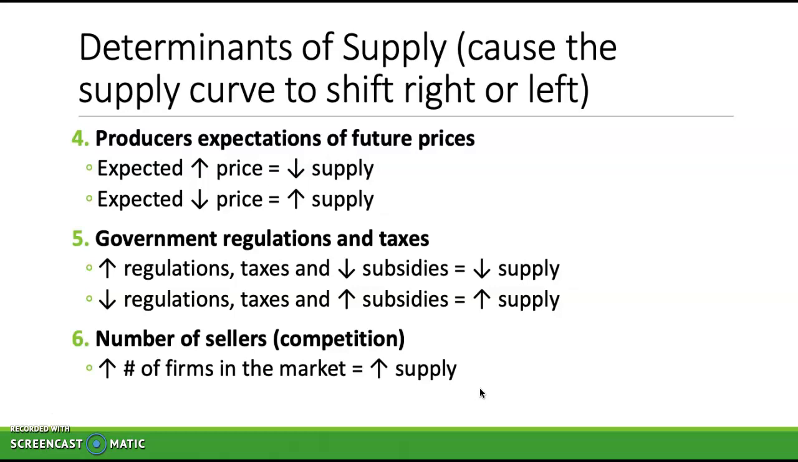And then the opposite is also true. If there aren't a lot of firms in a market, if a lot of sellers start to drop out or go out of business, then that will lead to a decrease in supply.